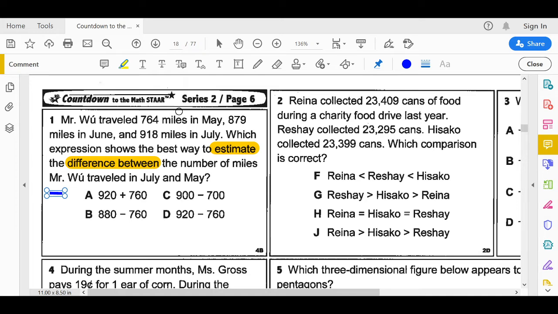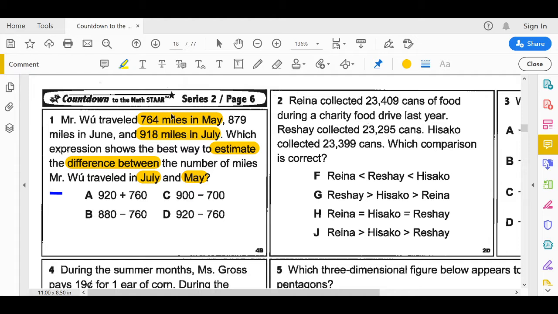And then we need to find the difference between the number of miles Mr. Wu traveled in July and May. So I'm only going to be paying attention to those two numbers, July and May. Let's go back to the beginning of the problem to read it again. Mr. Wu traveled 764 miles in May. So that one I'm going to highlight because that is important. I'm going to need May, and I have it here. 879 miles in June. Well, the question is not asking about June, so I'm not going to highlight anything there. And 918 miles in July.